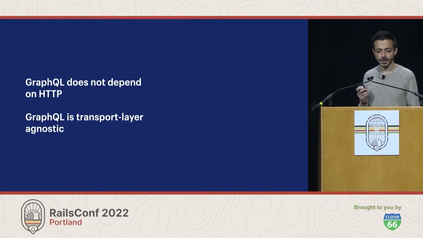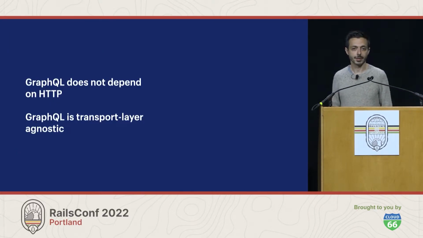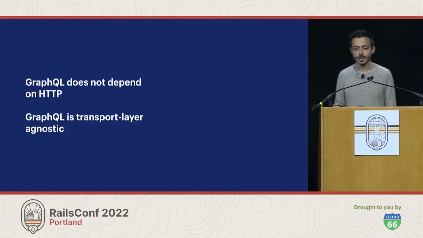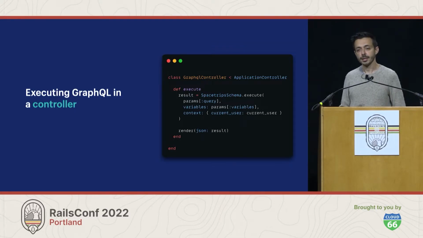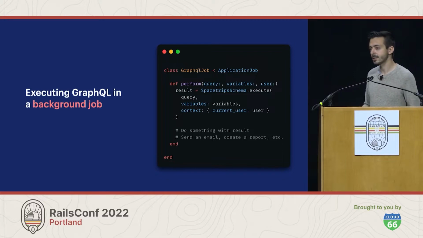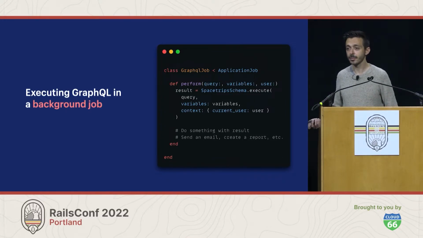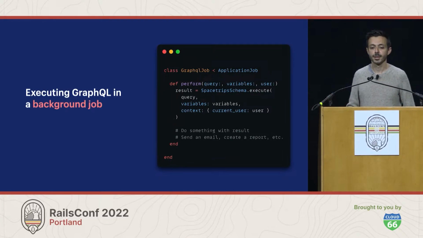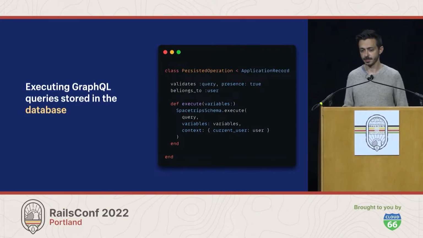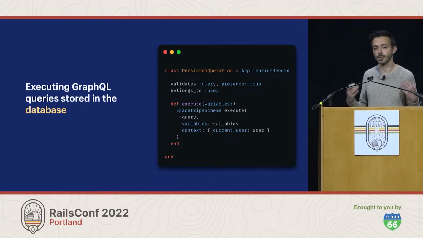So GraphQL doesn't depend on HTTP. We can execute in different contexts. And we say that GraphQL is transport layer agnostic. The same way you can execute GraphQL in a controller, you can also execute GraphQL in a background job, or even execute GraphQL queries that are stored in the database. So this opens a lot of possibilities for GraphQL.